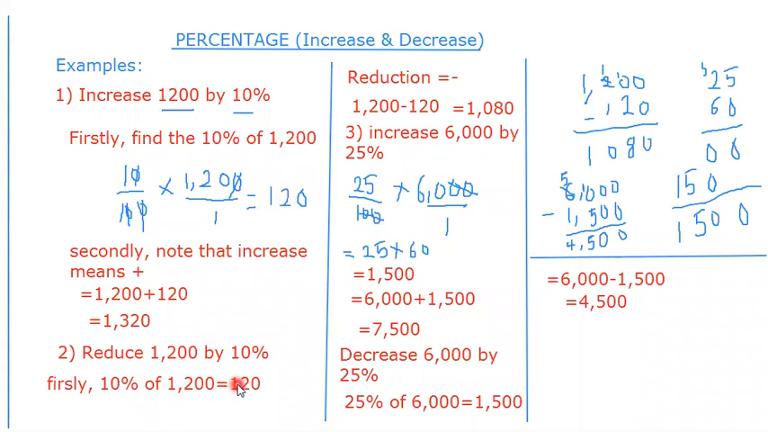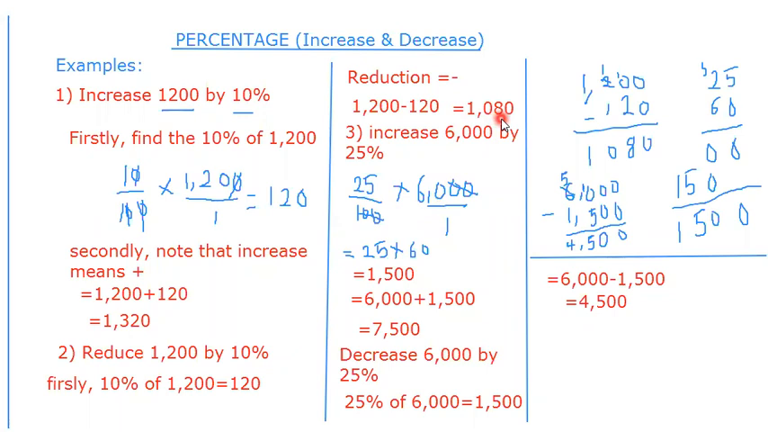Because the question says reduce by, definitely you have to subtract 120 from 1,200. So reduction means minus. So 1,200 minus 120. We did our subtraction here, and we got the answer to be 1,080.